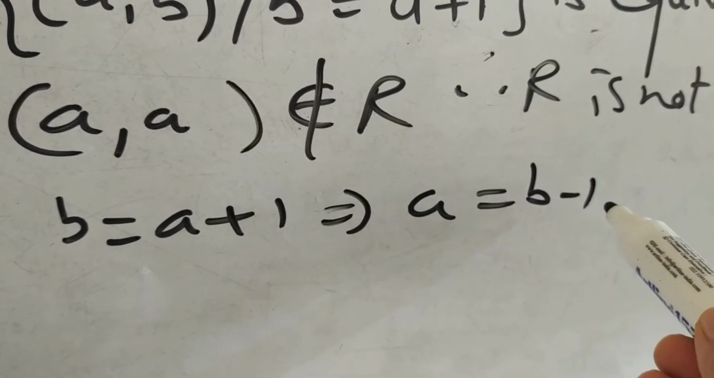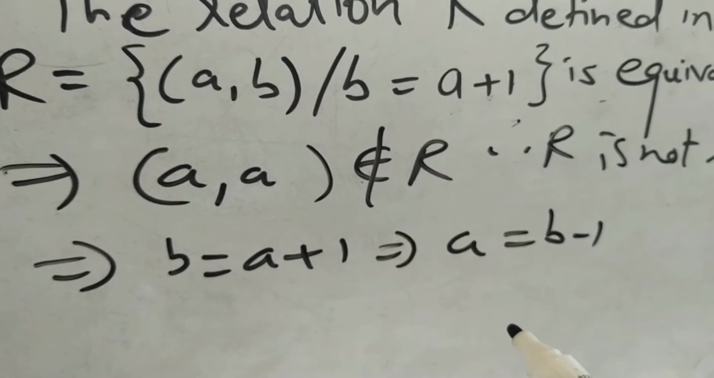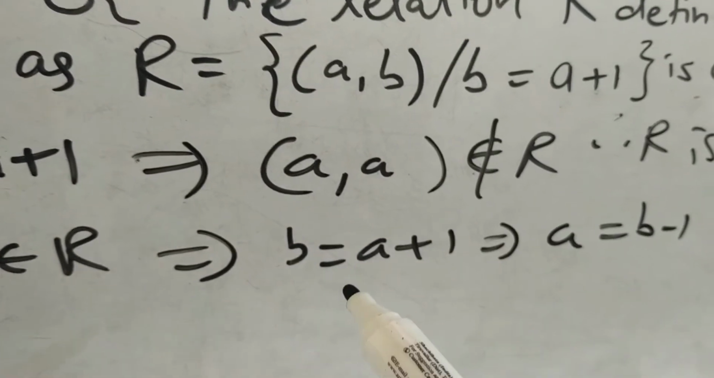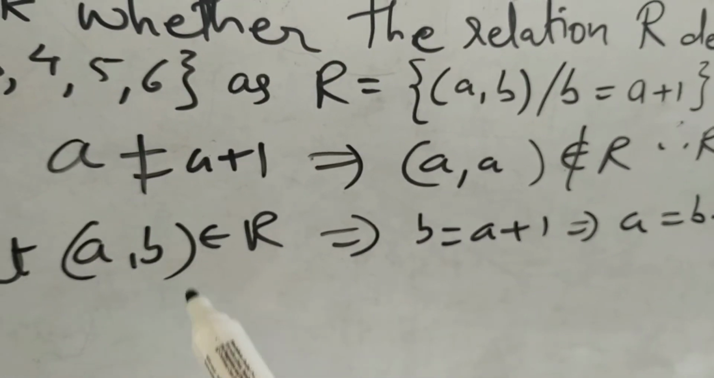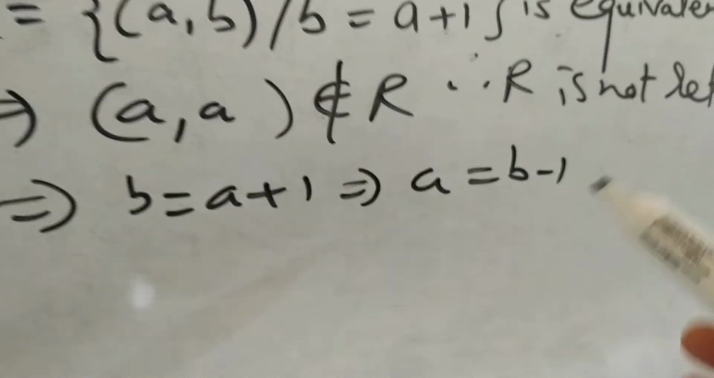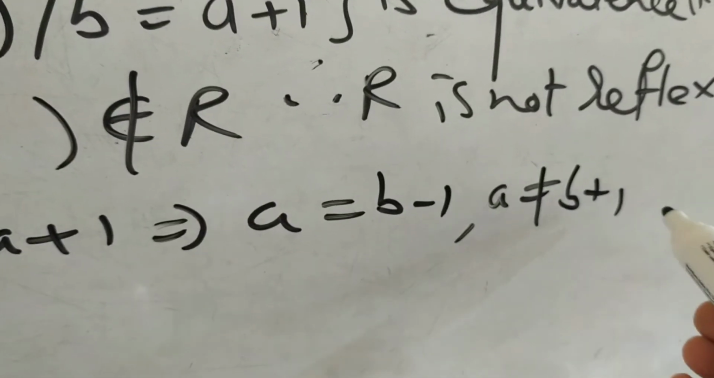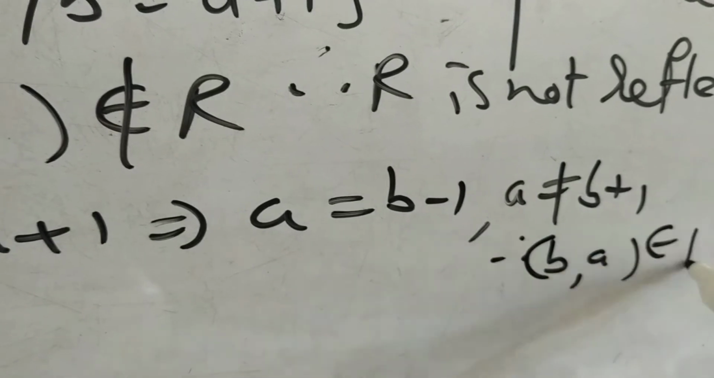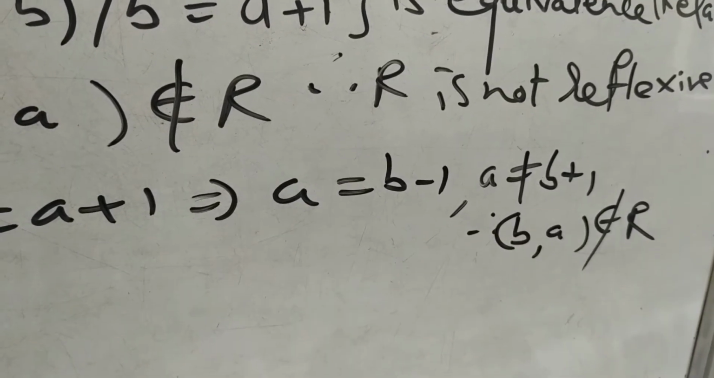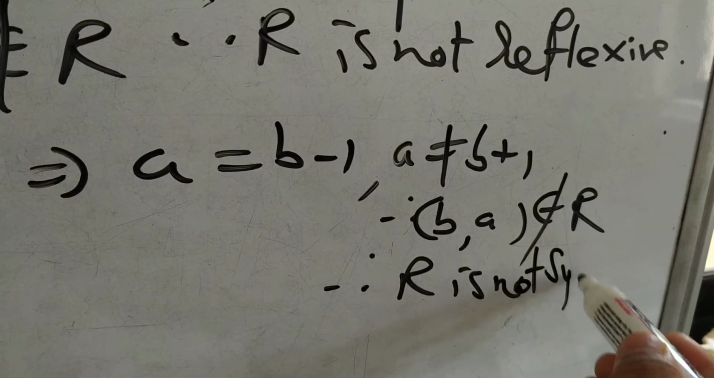A is equal to B minus 1, but the condition is A should be equal to B plus 1, then (B, A) will belong to R. So from this given definition, if I consider (A, B) belongs to R, then we get B is A plus 1, and from here A is nothing but B minus 1, and that is A is not equal to B plus 1, and therefore (B, A) does not belong to R, and therefore R is not symmetric.